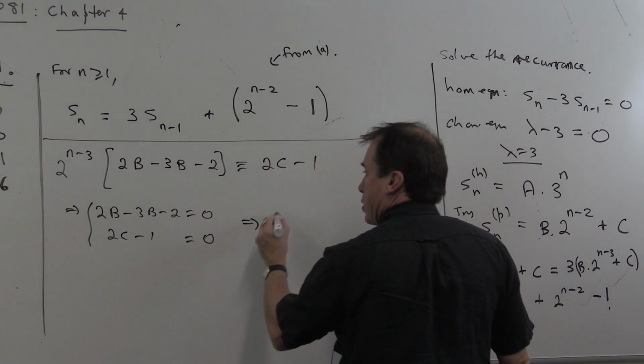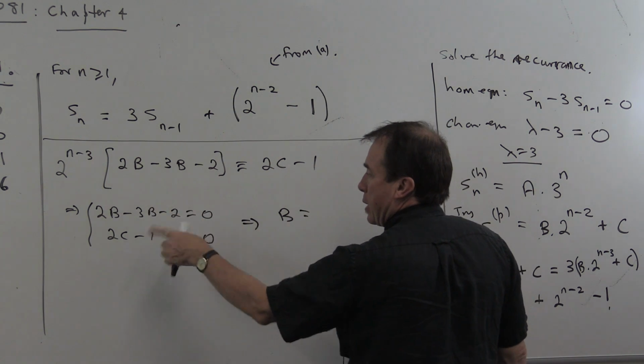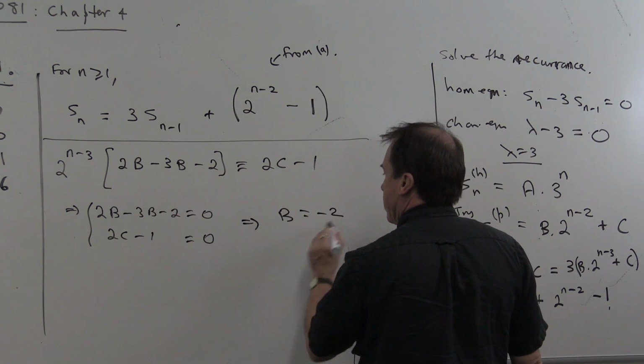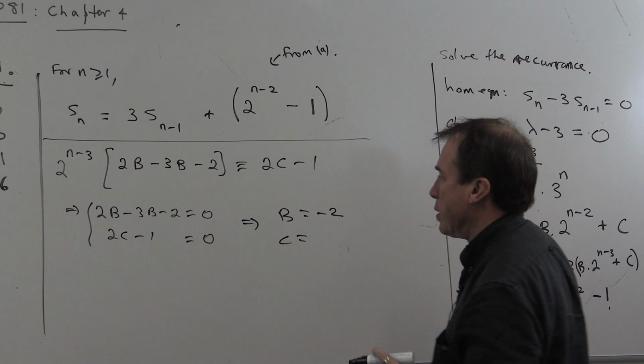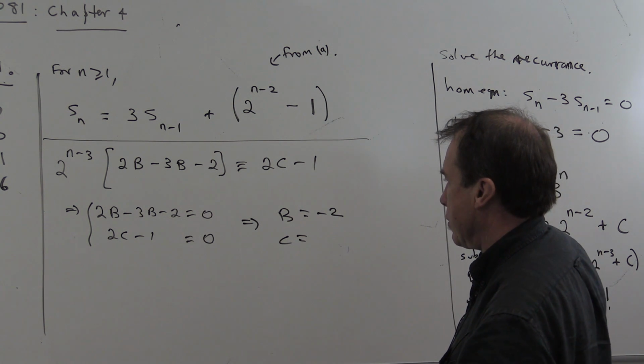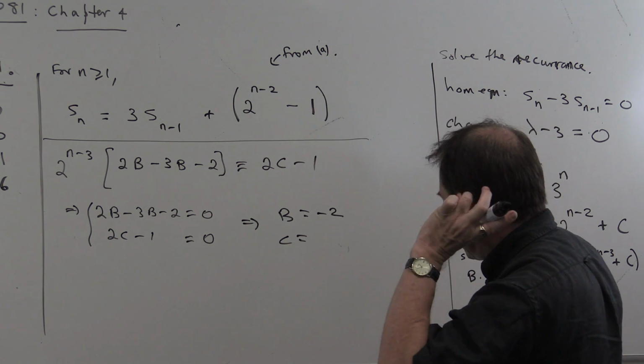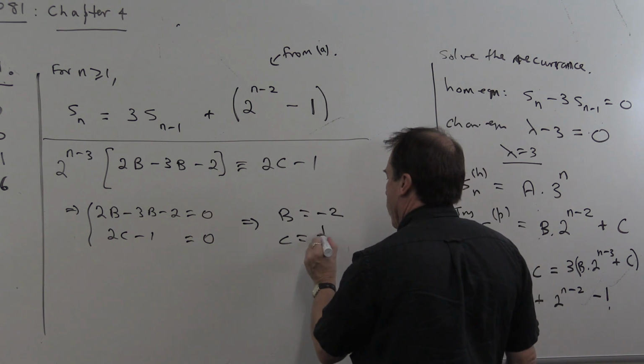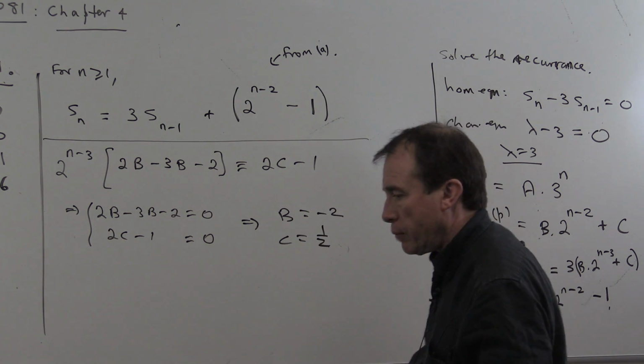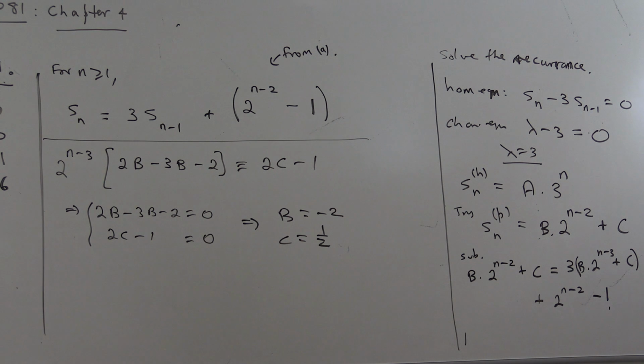So this tells me then that my b is going to be minus 2, and if I got that right, I get minus b. Yep, b is minus 2, and c is going to be 1/2. C is equal to a half. I'll just check at this stage that I've got my calculations correct. Yep, so I get c is a half.